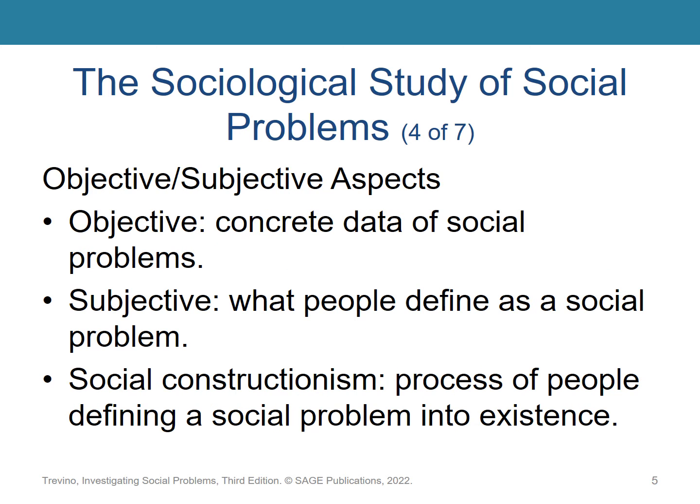So you have objective and subjective aspects. Objective aspects are concrete data of social problems. Subjective is what people define as social problems. This brings forth an important concept of social criticism, which is the process of people defining a social problem into existence.